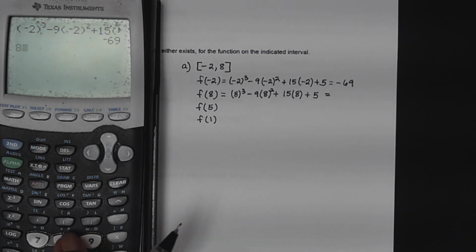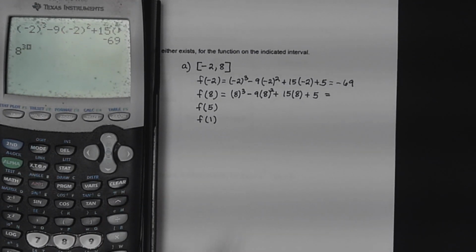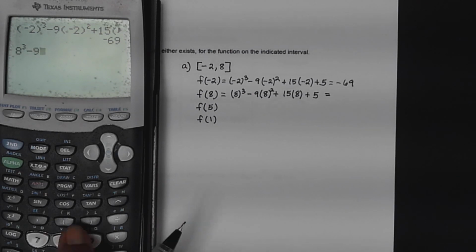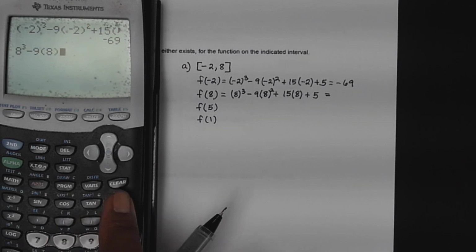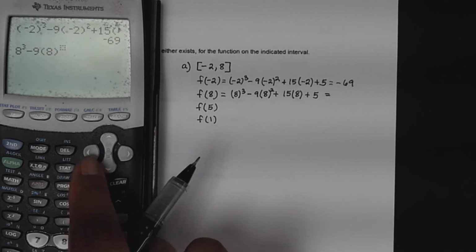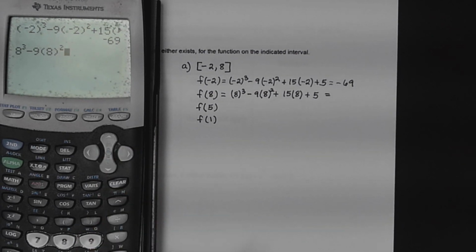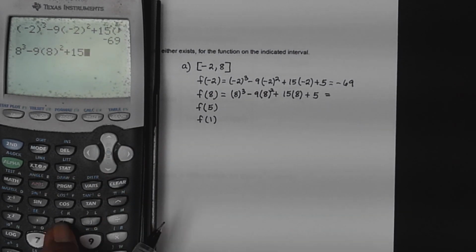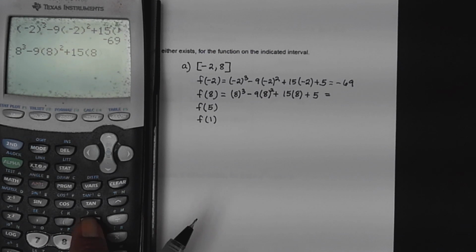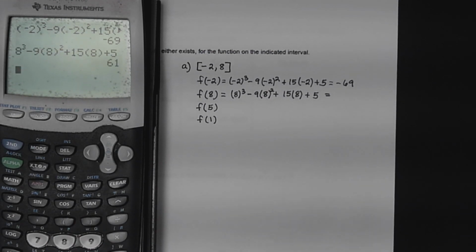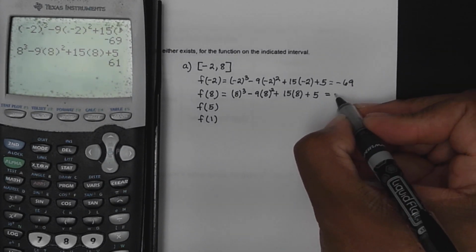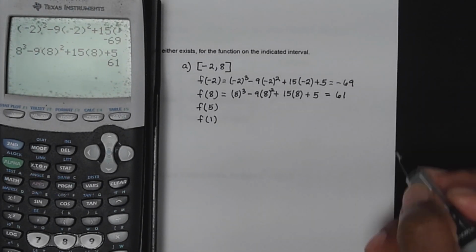So here I'm going to have 8, and then cubed, minus 9 times 8, and that's going to be squared, plus 15 times 8, plus 5. I end up with 61. So for f of 8, that would be 61.